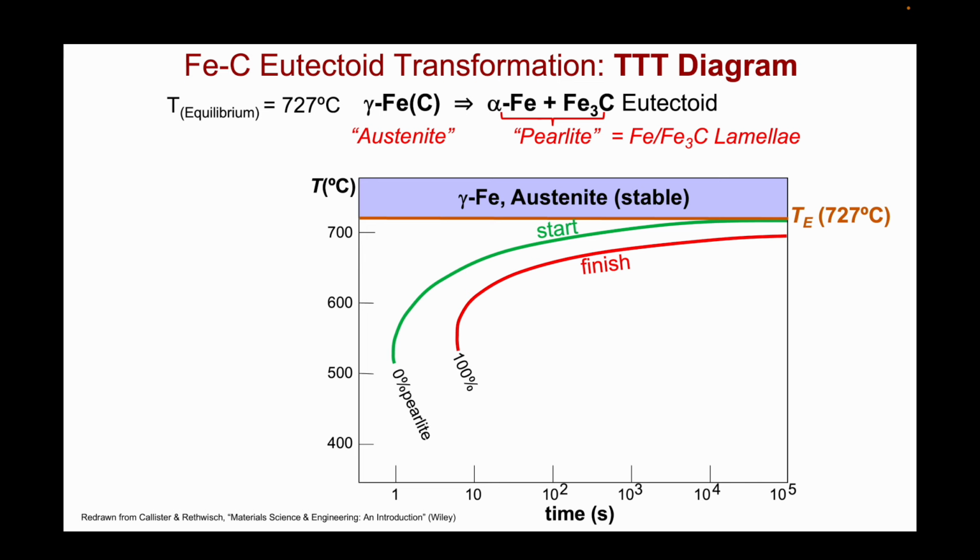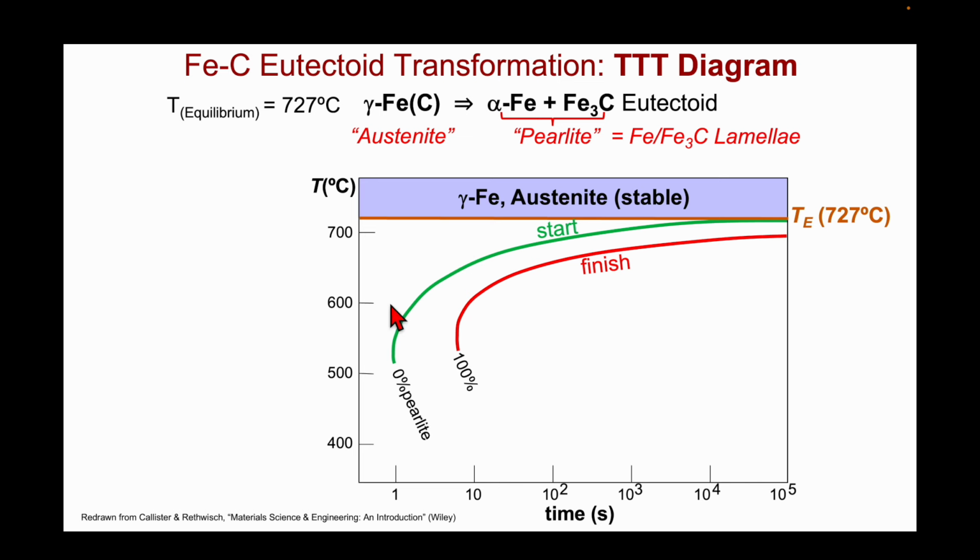Because of the importance of this system in tailoring the strength and ductility of steels, very detailed TTT diagrams for the eutectoid transformation are available, and one is shown here. The main features of the diagram are the same as we've seen before for liquid crystallization. Here, our equilibrium transformation temperature is 727 C, and above that temperature, our gamma iron austenite phase is thermodynamically stable.